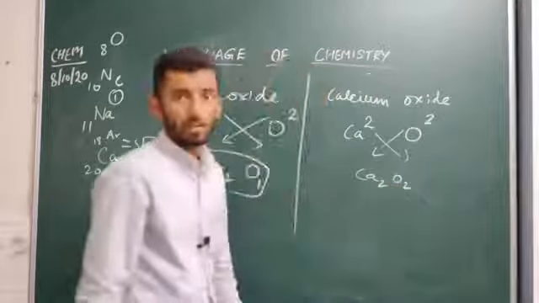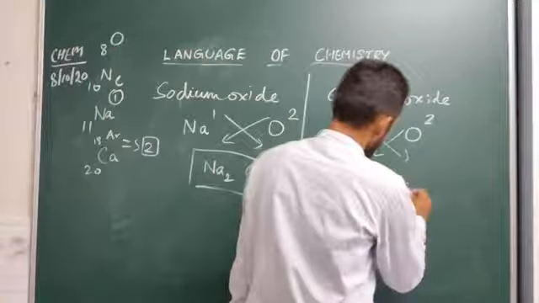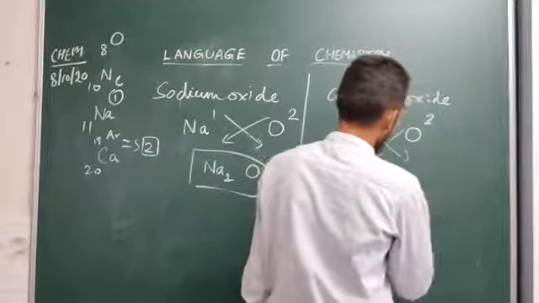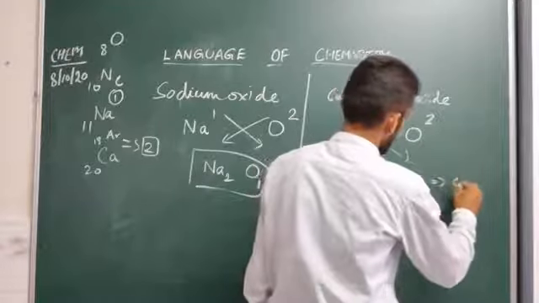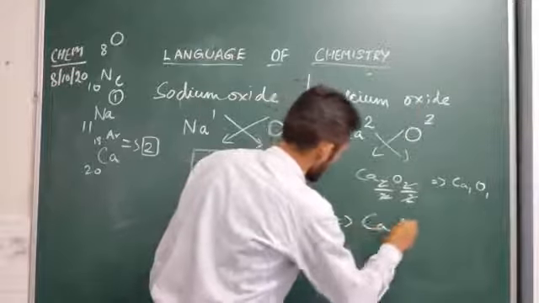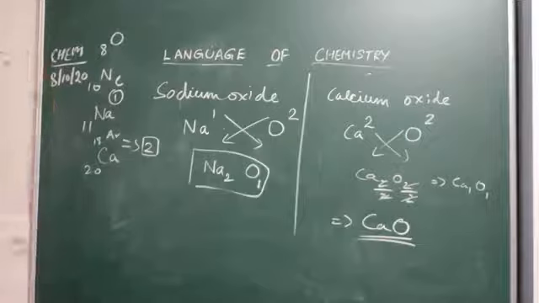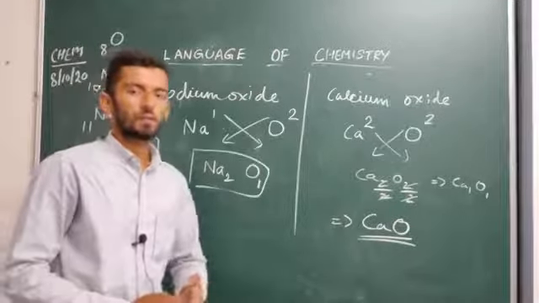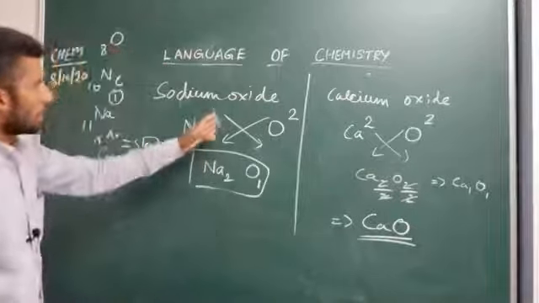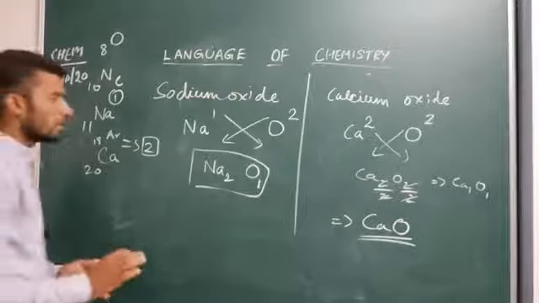So again cross multiply them, it will be Ca2O2. This can be further reduced to a simple whole number ratio. So it becomes Ca1O1, or you can also write CaO. This is the general formula. Clear? So these are some examples. Many more examples are there. They are totally based on this particular aspect of valency, so you need to practice.